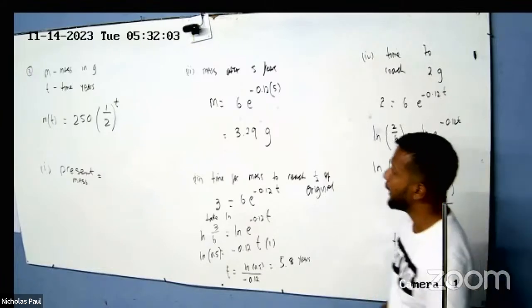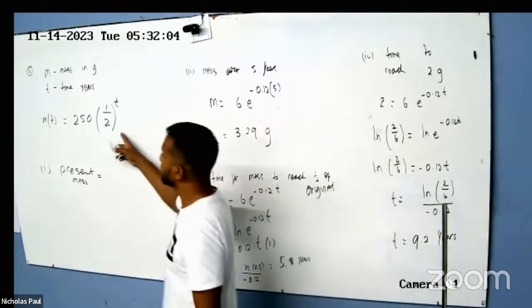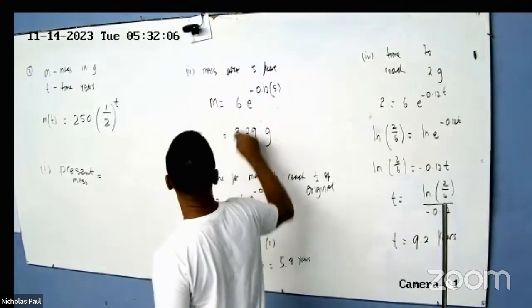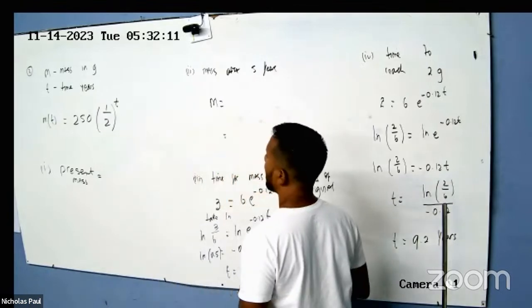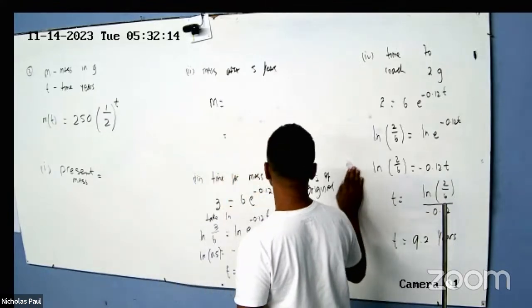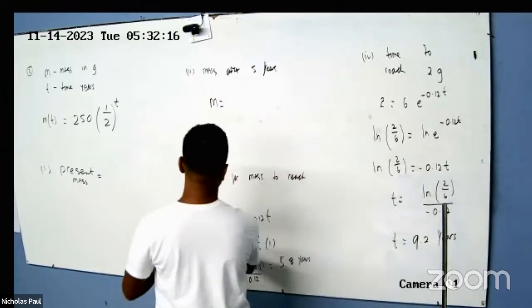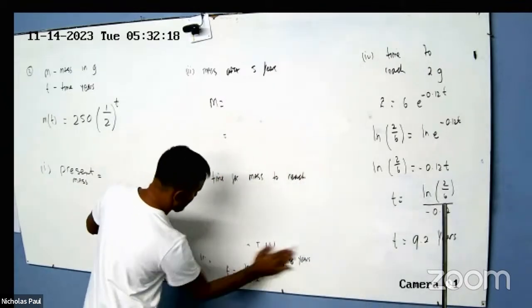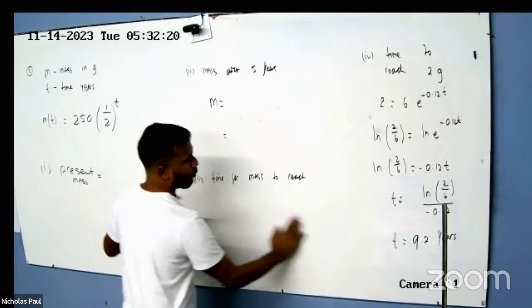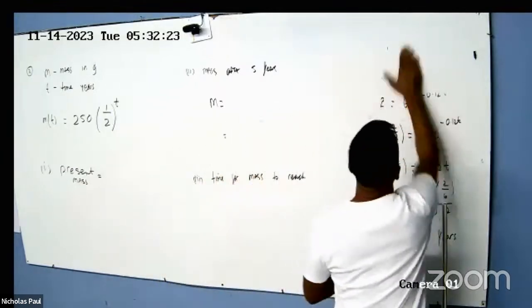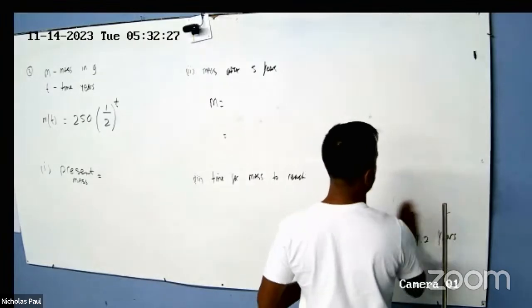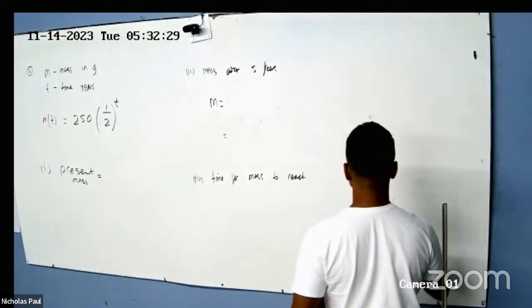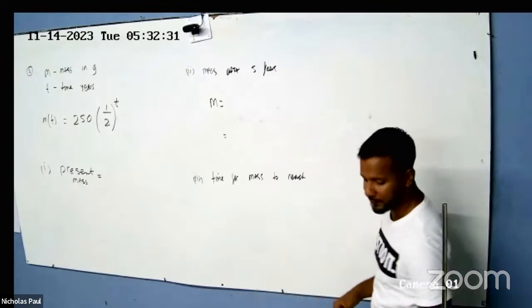I changed the function here. Find the present mass. Find the mass after 5 years. And find the time taken to reach, I'll tell you this now. When you see modeling, this is what I'm talking about, otherwise you'll be surprised. It's 250 times a half to the power of t.